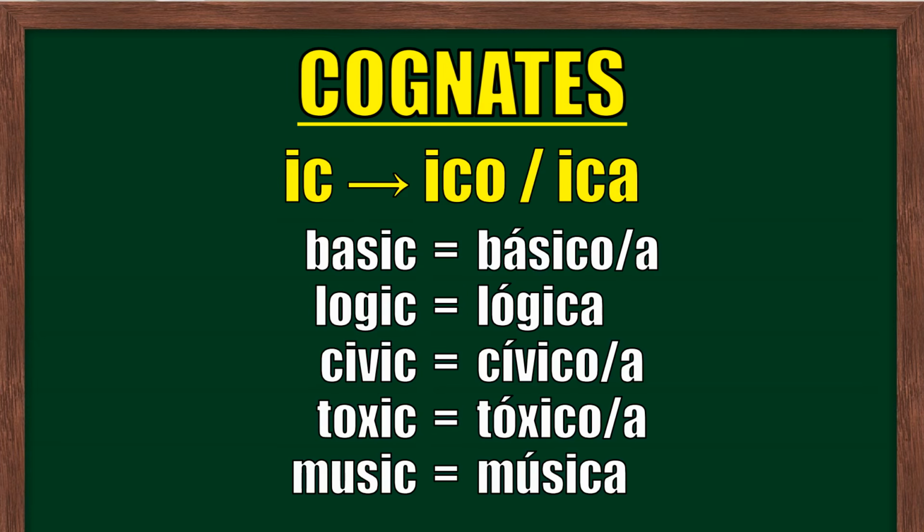And as you can see, when we convert these words to ICO or ICA, we always add an accent mark to the third to last syllable. In Spanish, all of these words that end in ICO or ICA have the accent on the third to last syllable. And in Spanish, that is unnatural, and so you have to write an accent mark. Básico, lógica, cívico, tóxico, música.